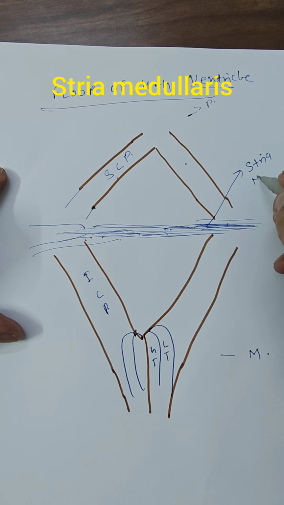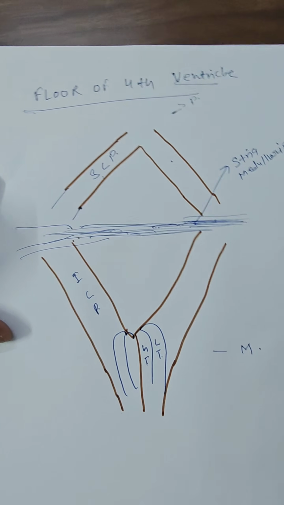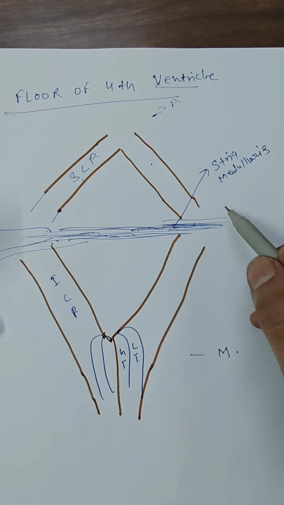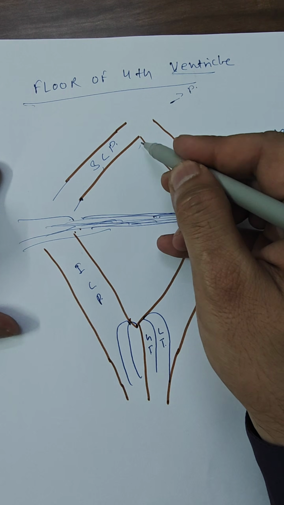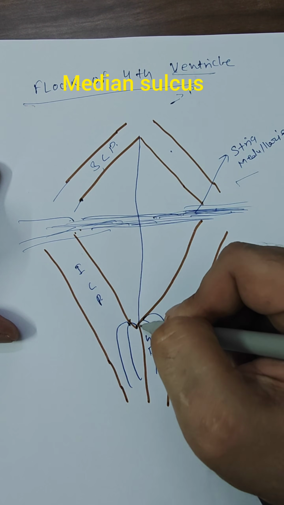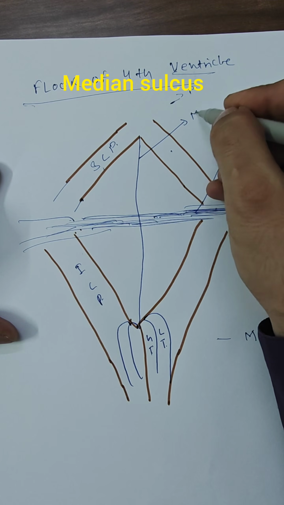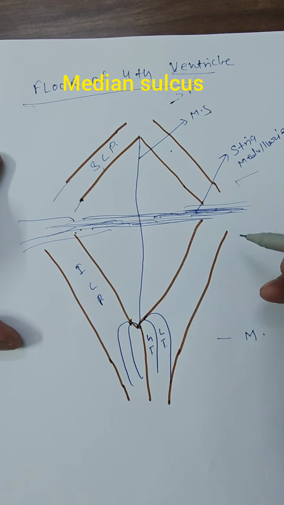These fibers are called striae medullares. Now, in the center we have a sulcus. This is median sulcus.